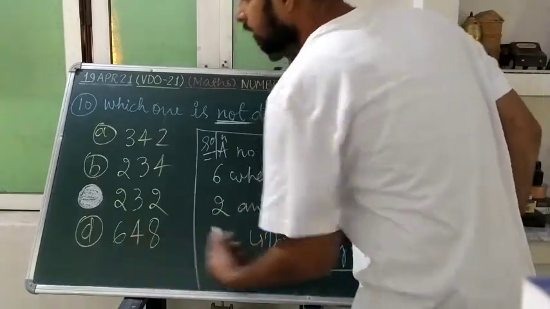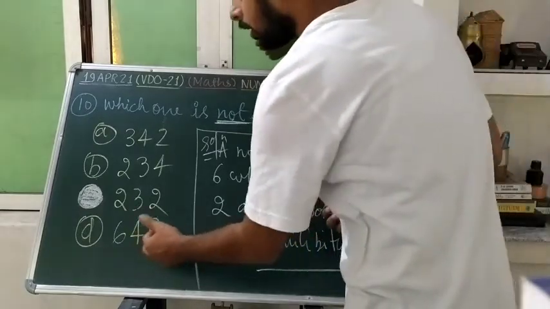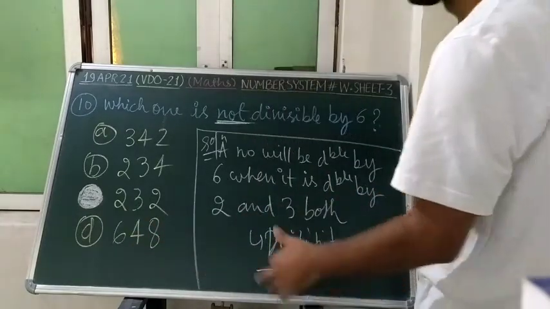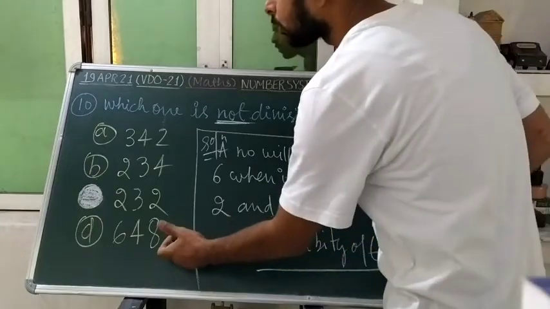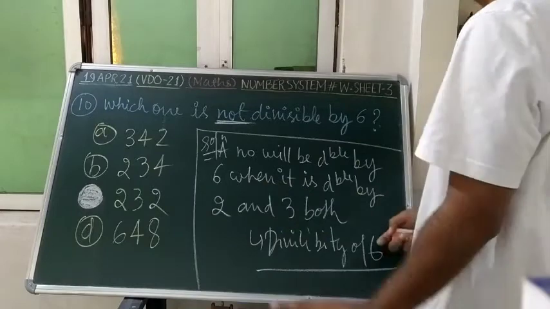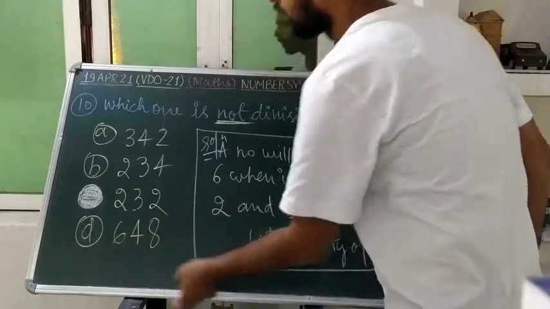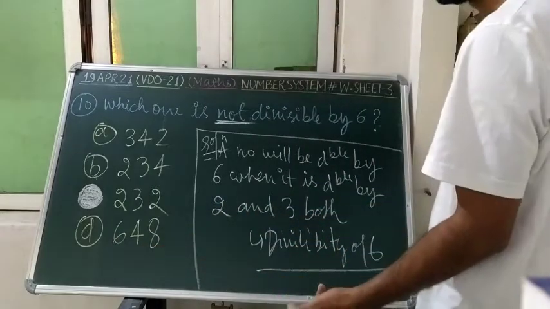Now you can check the D one, whether it is divisible by 6 or not. So for 2 we will select the unit digit. For 2 that unit digit should be even. The unit digit is 8, so it will be divisible by 2. For 3 what will we do? We will do the sum of the digits. Means 6 plus 4, 10. 10 plus 8, 18 is coming.